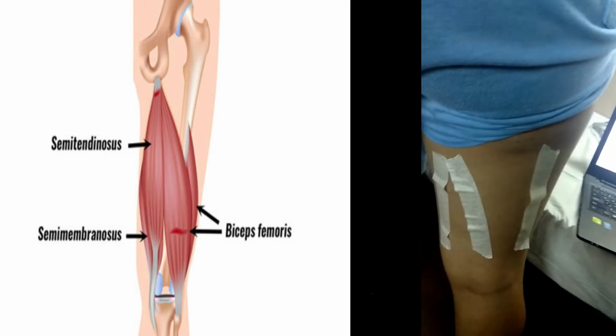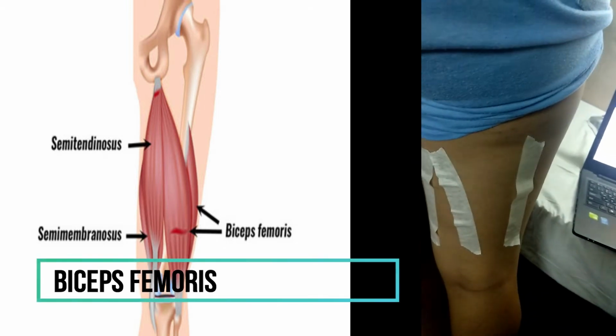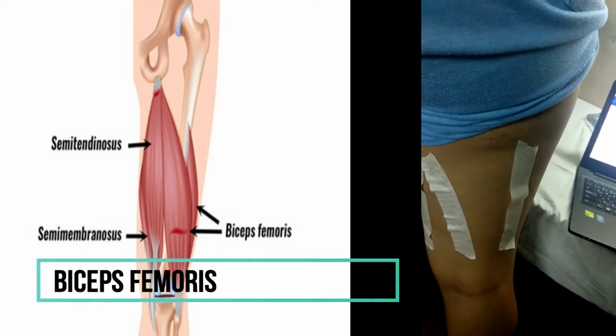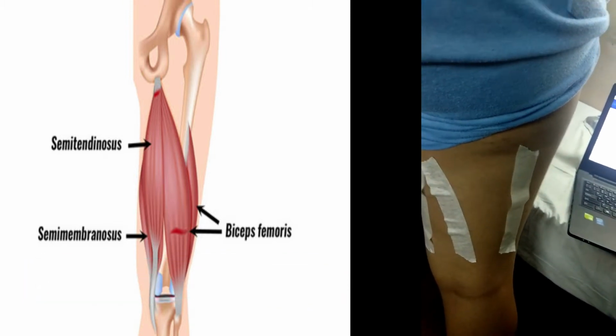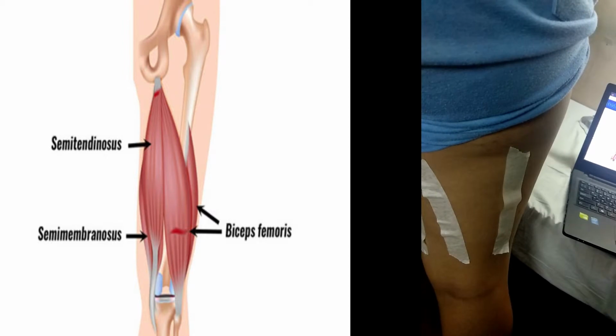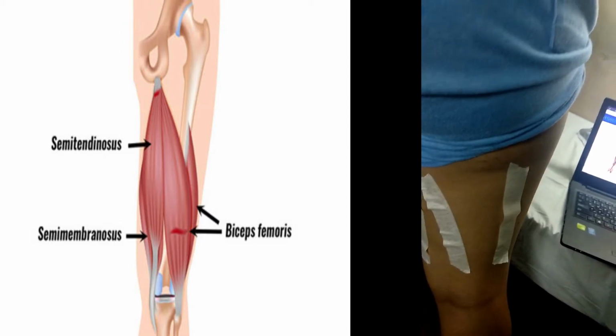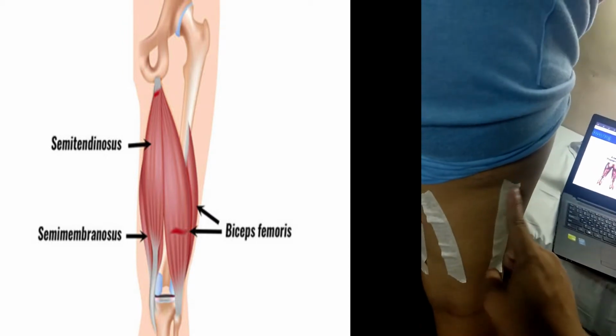And the biceps femoris. Origin: tuberosity of ischium, linea aspera femur. Insertion: the head of the fibula which articulates with the back of the lateral tibial condyle. So this is the biceps femoris.